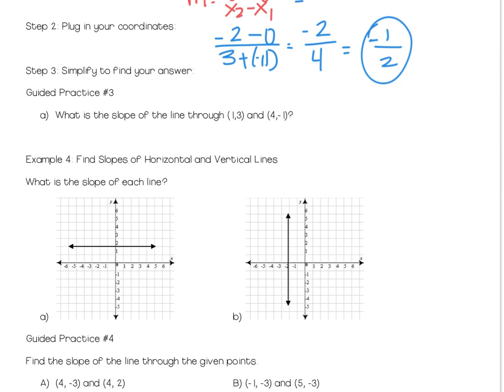Guided practice number 3, I give you 2 points. I want you to plug them into the formula, m equals y2 minus y1 over x2 minus x1. Plug in your 2 points, x1, y1, and x2, y2. Find your slope and then resume the video when you're finished. Okay, this is going to be -1 minus 3 over 4 minus 1, which is -4 over 3.